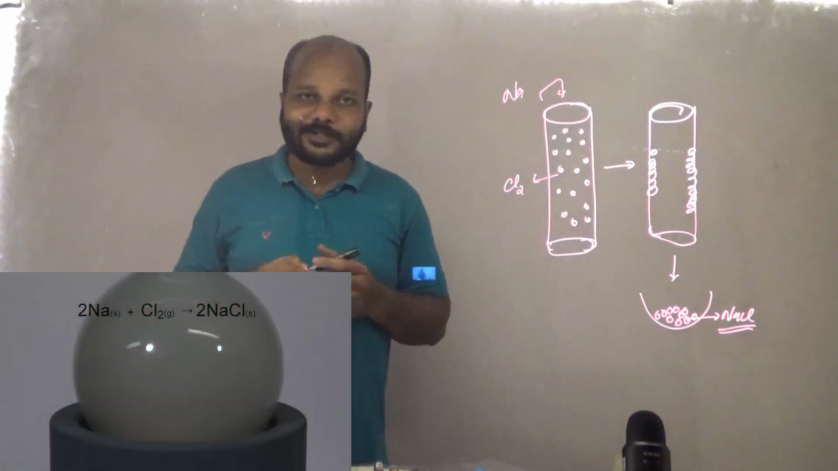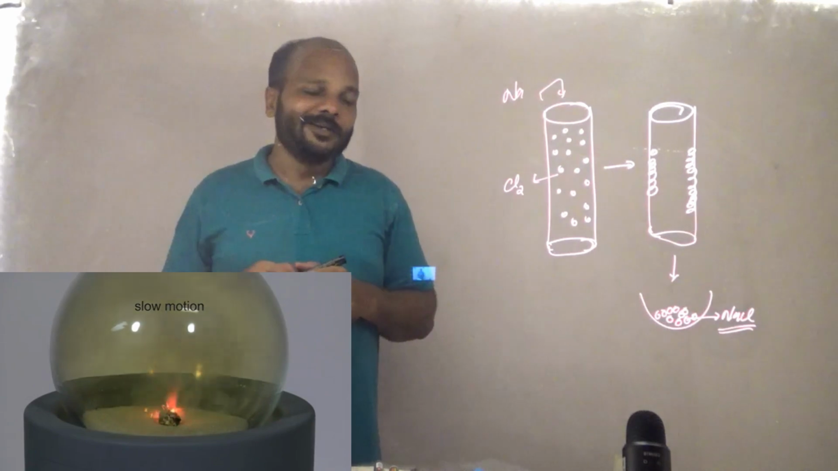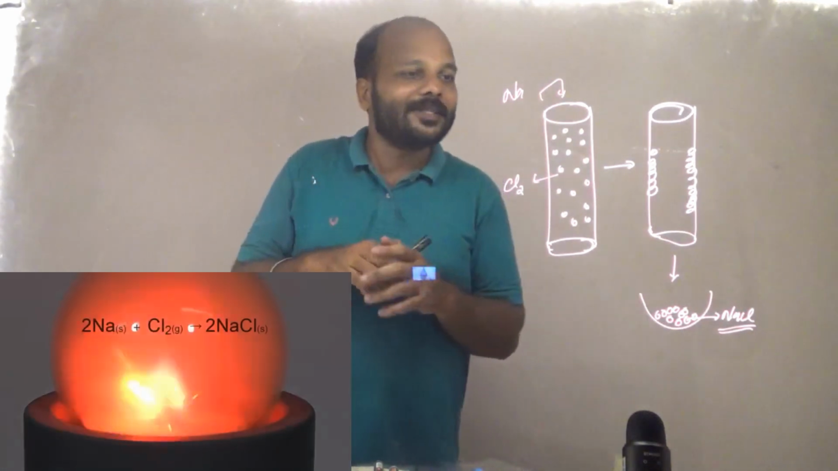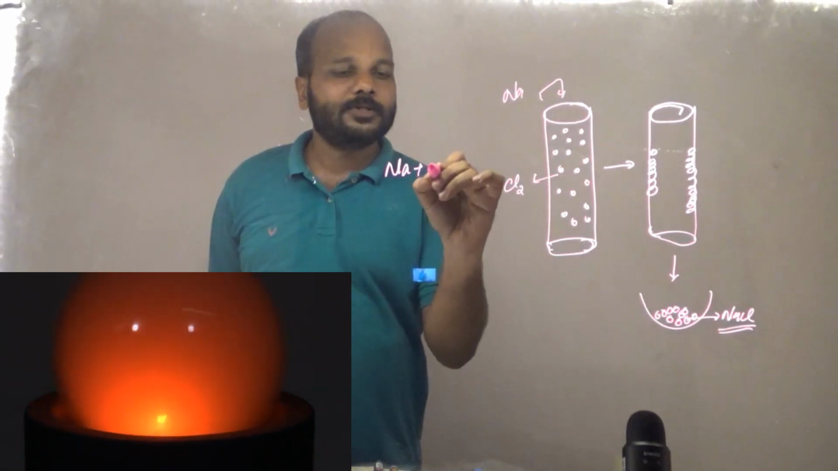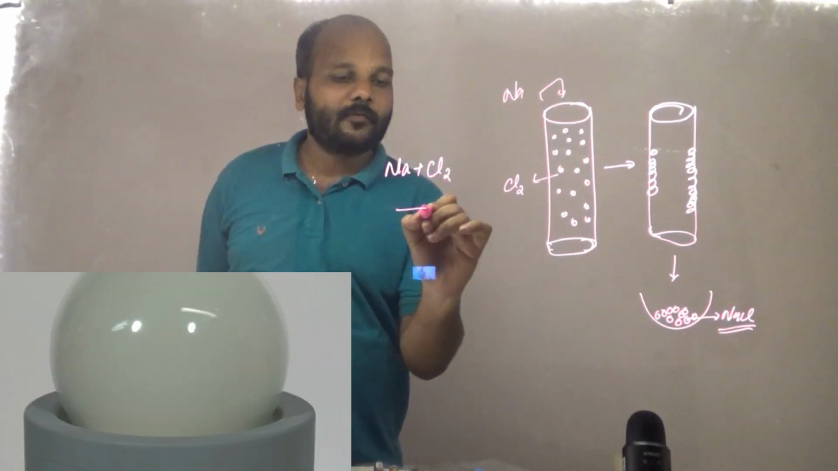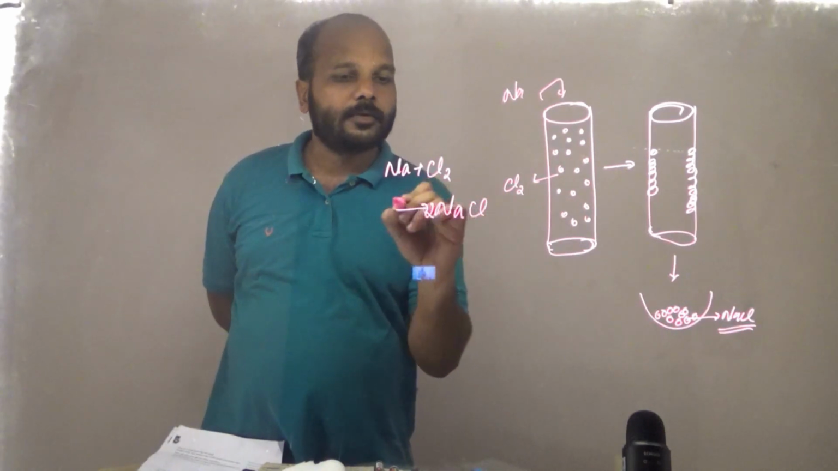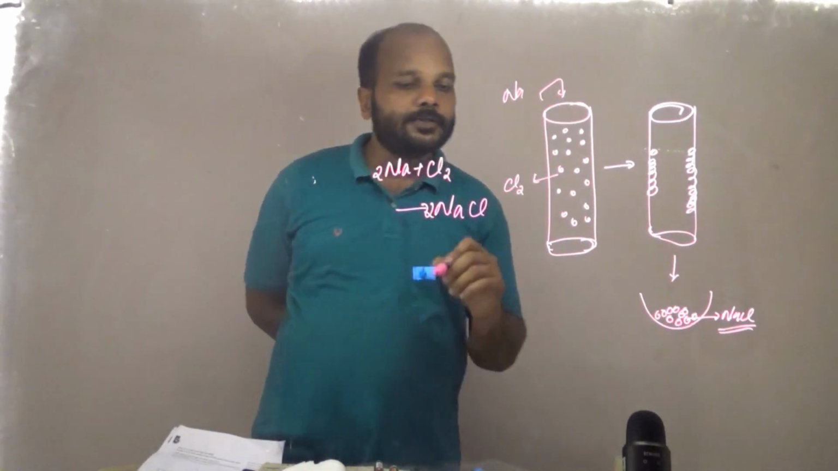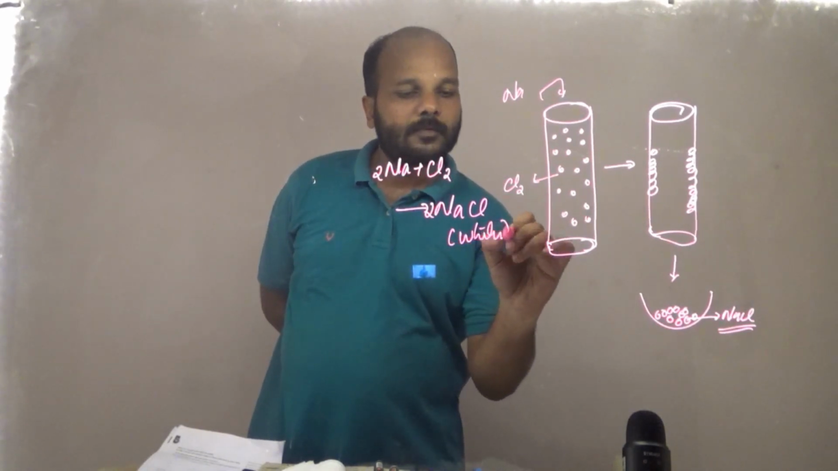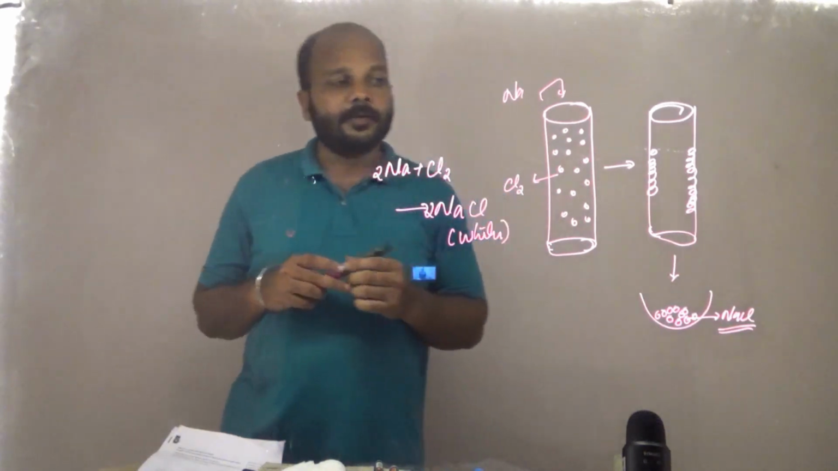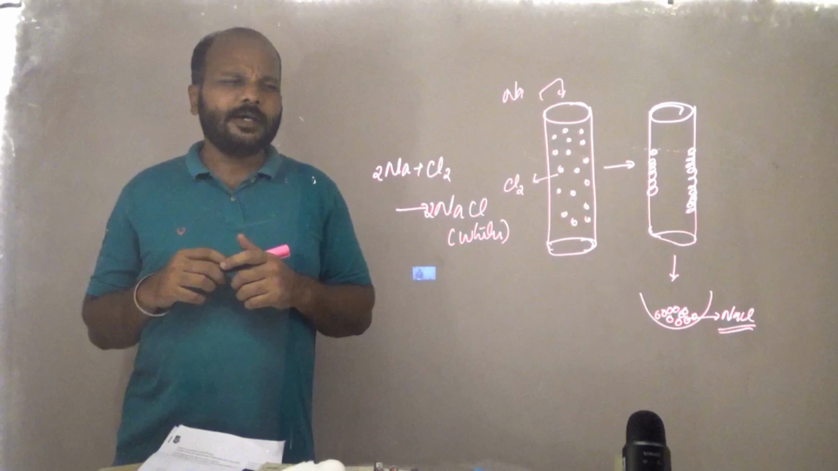Sodium chloride is nothing but the table salt. It is a white crystalline substance. So if I write the reaction, it will be Na plus Cl2, it forms NaCl. So this is a white crystalline solid.